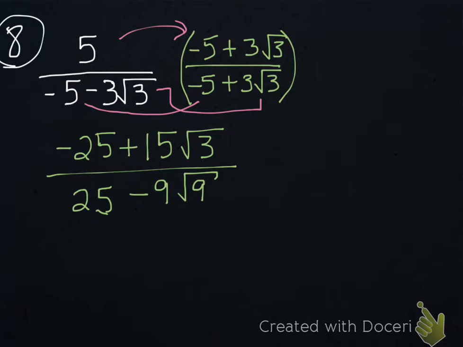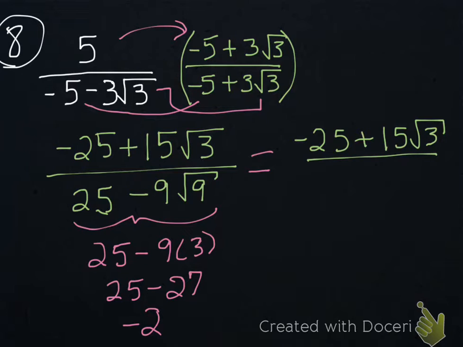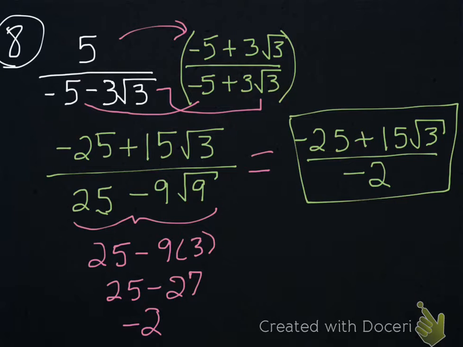So let's simplify a little bit, just in the denominator. I have 25 minus 9 times 3. 9 times 3 is 27. So I have 25 minus 27. That's just negative 2. So my simplified answer on top, I would have negative 25 plus the 15 square root 3 all over negative 2. Notice there are no radicals in the denominator.